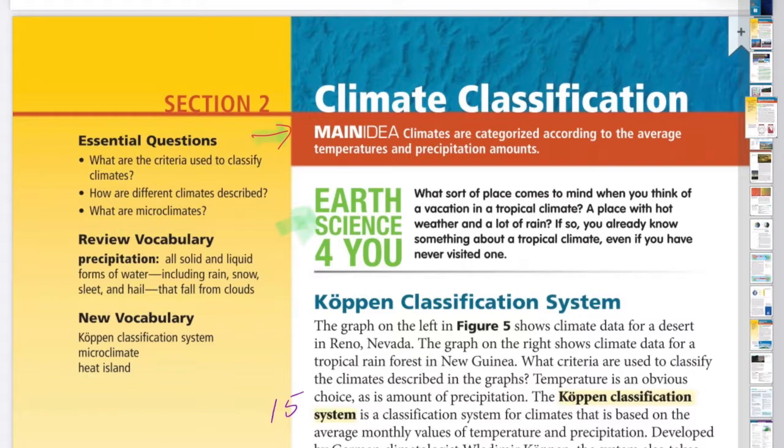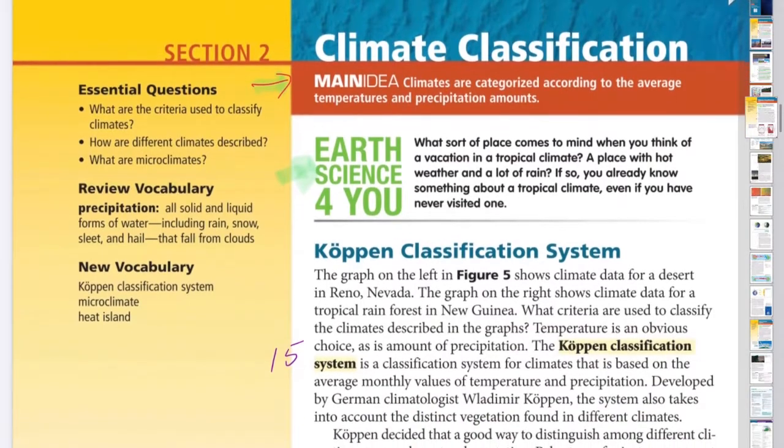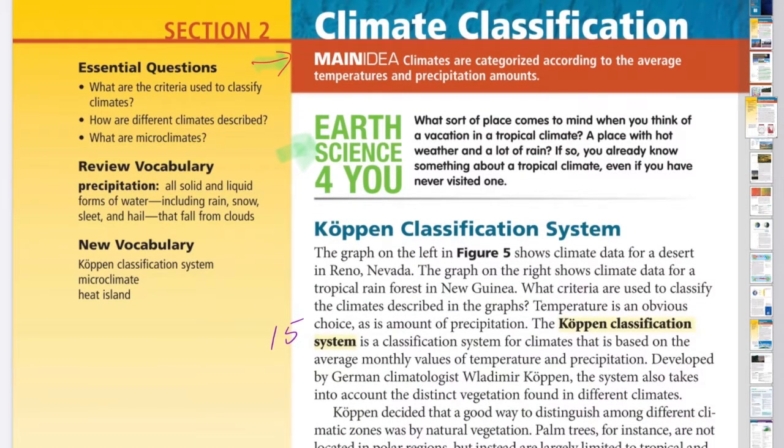What sort of place comes to mind when you think of a vacation in a tropical climate? A place with hot weather and a lot of rain? If so, you already know something about tropical climate, even if you have never visited one.